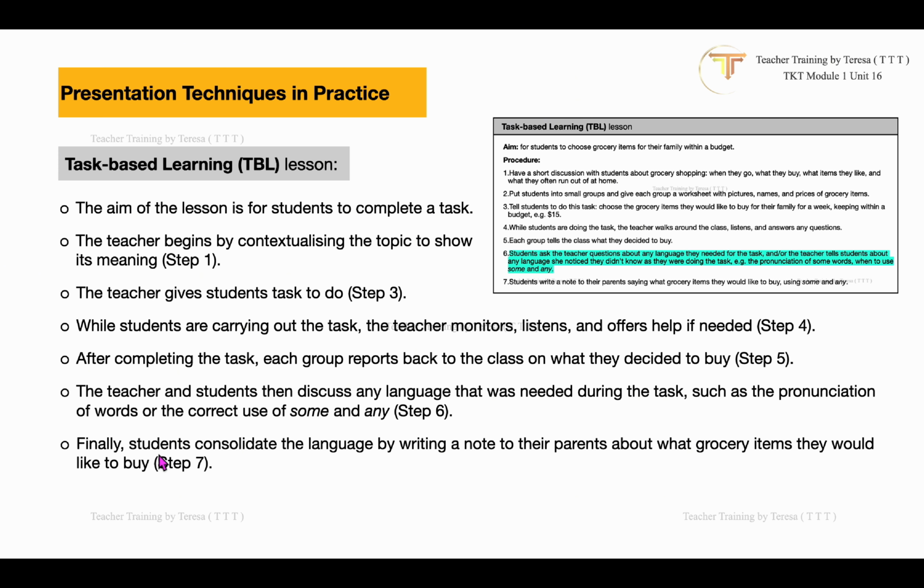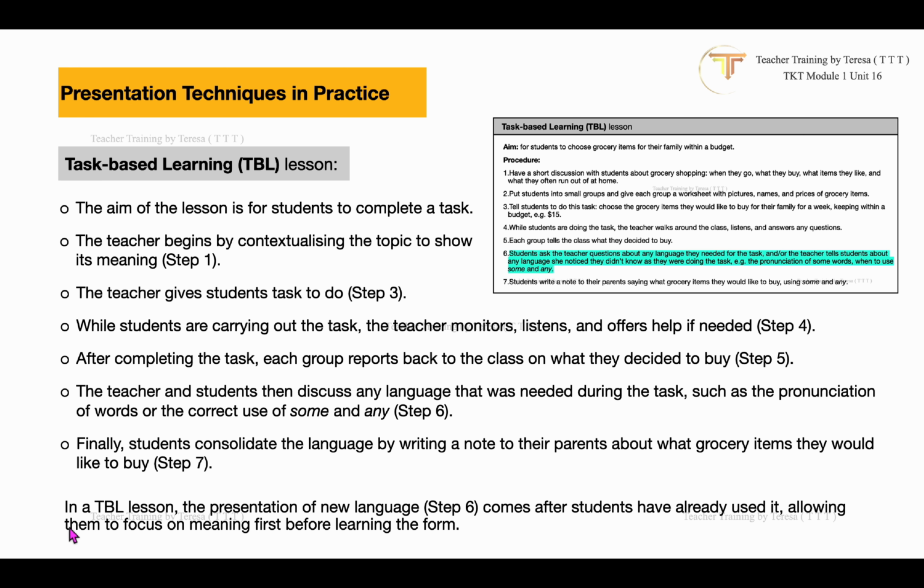Finally, students consolidate the language by writing a note to their parents about what grocery items they would like to buy. Step 7. In a TBL lesson, the presentation of new language, step 6, comes after students have already used it, allowing them to focus on meaning first, before learning the form.